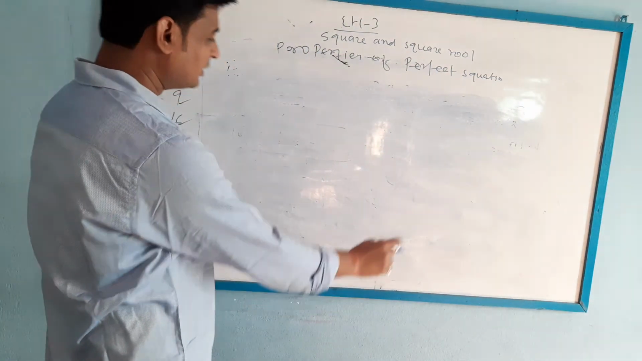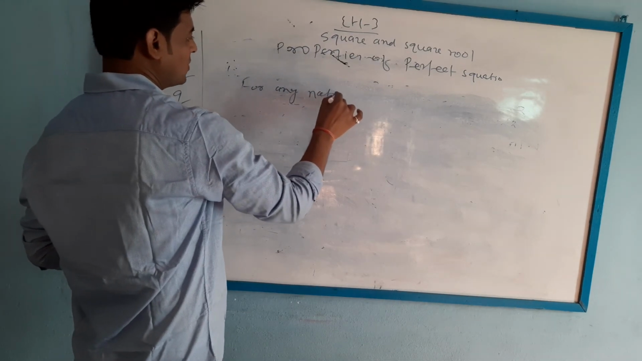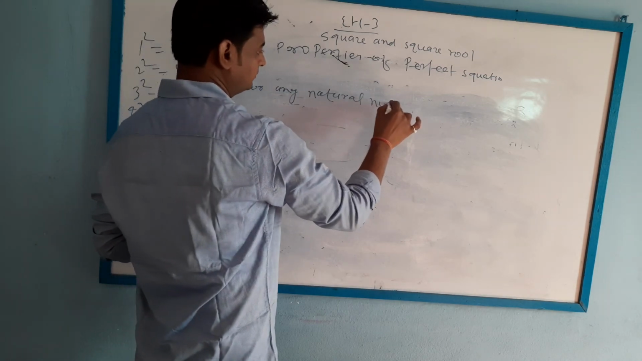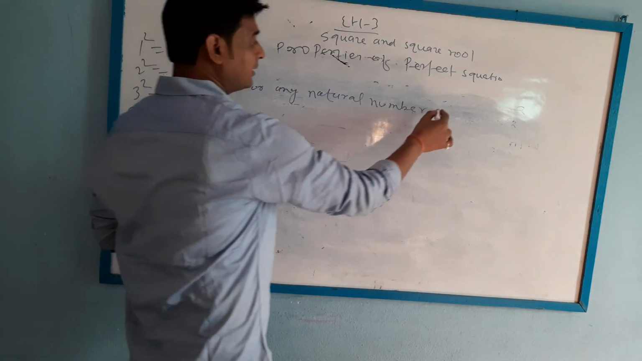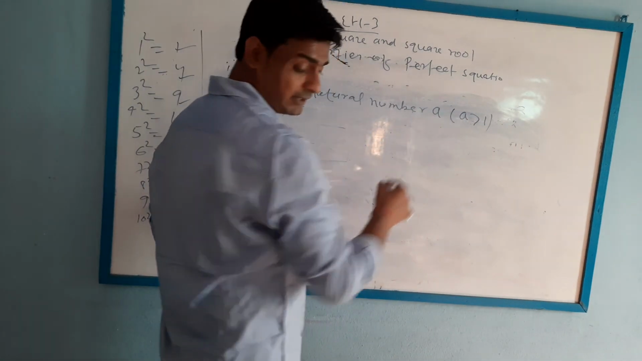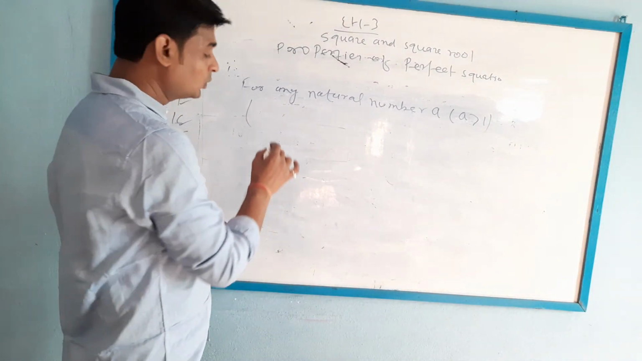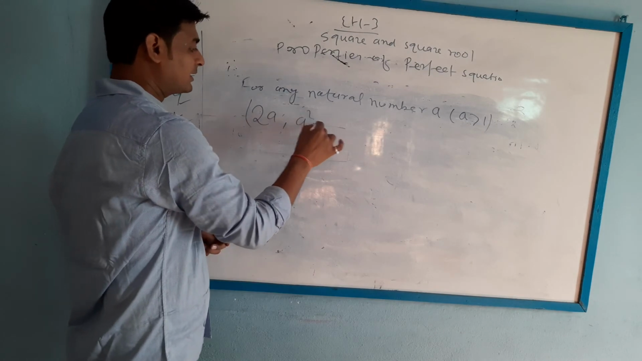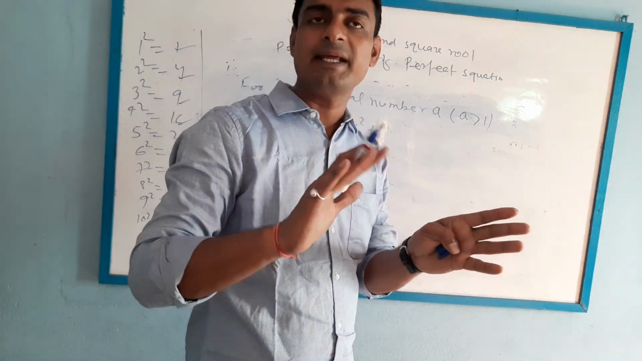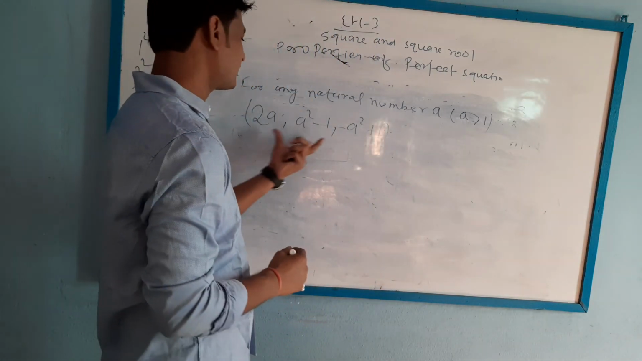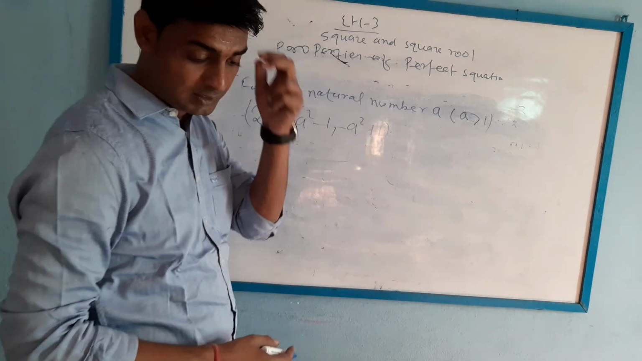Next, for any natural number a, where a is greater than 1, there exists a Pythagoras triplet 2a, comma, a square minus 1, comma, a square plus 1. For any natural number a, where a must be greater than 1, this satisfies the condition 2a, a square minus 1, a square plus 1.